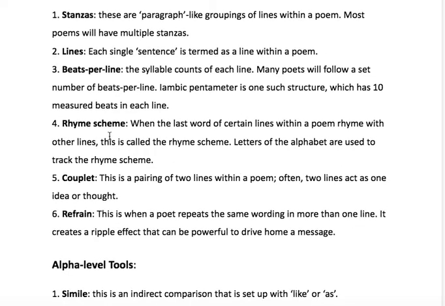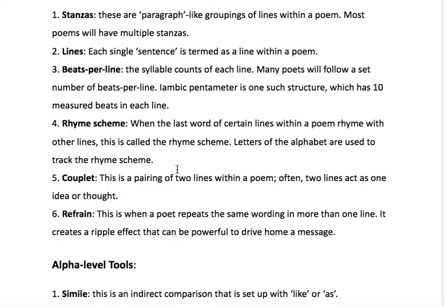Number 4, rhyme scheme. This is a really important one. As you know from reading, like, a Dr. Seuss book, for example, often poets will have words at the end of each line that have a certain rhyming pattern. So we'll be trying to track this as well. When the last word of certain lines within a poem rhyme with other lines, this is called the rhyme scheme. And we use the letters of the alphabet to track the rhyme scheme. So we'll look at this in our analysis, how to do this.